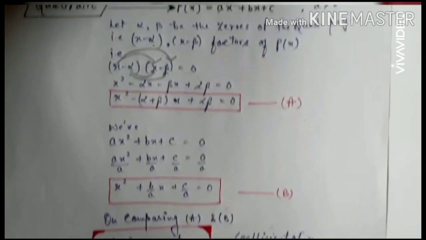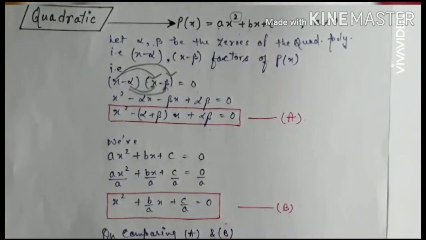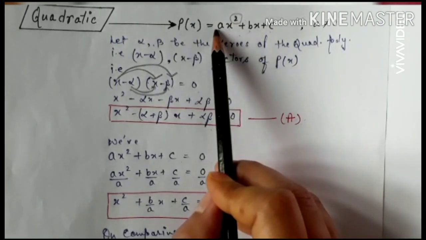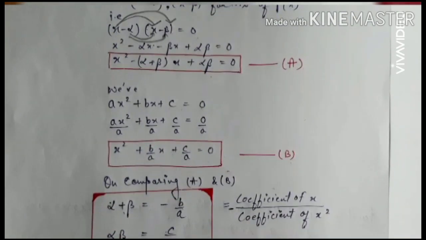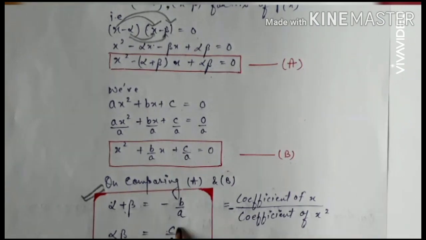B is here, the coefficient of x, upon the coefficient of x square, because a is the coefficient of x square. So this is the relation. This is the main thing. Alpha plus beta, the sum of the roots, is minus b upon a, equal to minus coefficient of x upon coefficient of x square. Same as the product of roots, equal to c upon a.